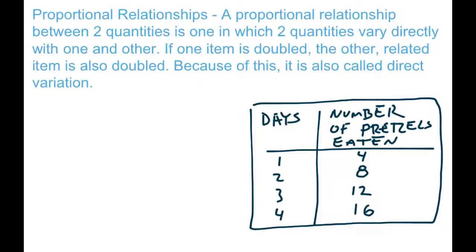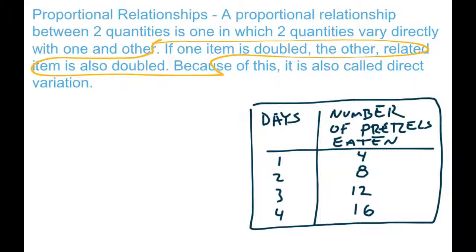And where I can see this is, it says here, if one item is doubled, the other related item is also doubled. All right, well, it doesn't always have to be doubled, but that's what we're looking for here. So here, you're multiplying 1 times 4 to get that. And if you do the same thing, multiply by 4, you should get the number in the second column. If that happens, then yes, this is a proportional relationship because you're multiplying by the same number each time.